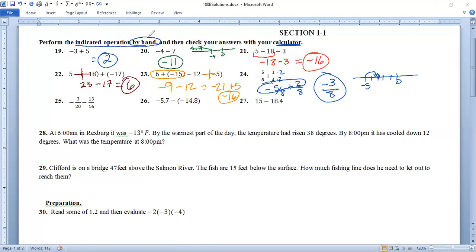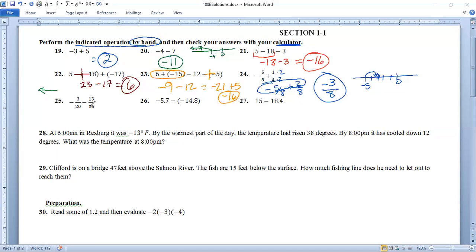If we had negative 3/20 minus 13/16. Oh, so first we've got to get common denominators, but notice that the negative and the negative, they're both going in the negative direction. So this is actually an addition problem, all in the negative direction. So let's get the common denominators.